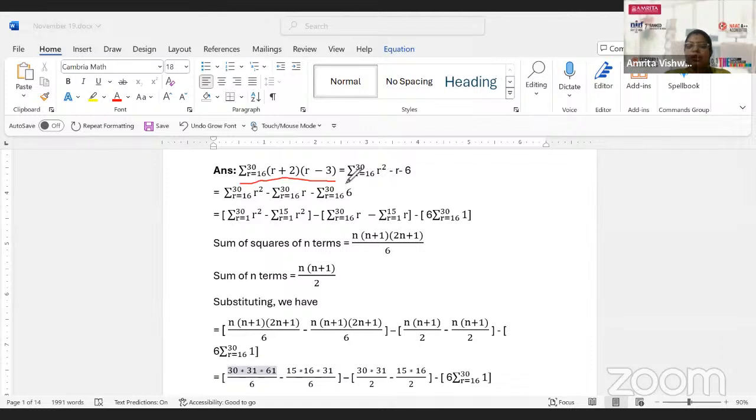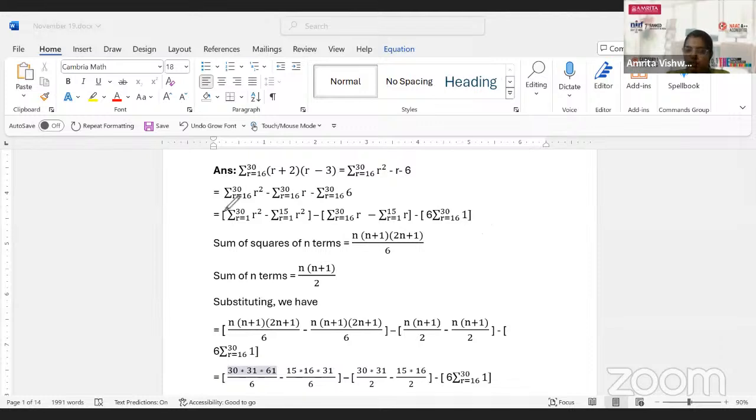Now we can separate the limits as sigma r equal to 16 to 30 of r square, sigma r equal to 16 to 30 of r, and sigma r equal to 16 to 30 of 6. This is the x square term, this is the x term. We all know the formula for n terms, but when it comes to applying the formula, here it starts from 16 to 30. The very easy method that everyone can adopt in solving these types of questions is to think of it as from 1 to 30 and subtract the remaining 15. You'll get the same thing.